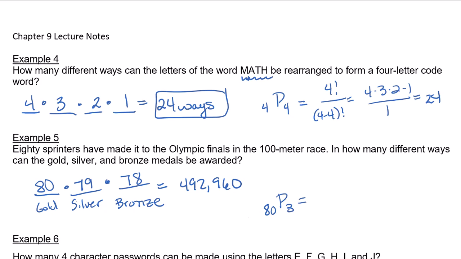On the other side, if we wanted to do it with 80 pick 3, because from 80, we pick 3, we would then have 80 factorial over 80 minus 3 factorial. That gives us 80 factorial over 77 factorial.